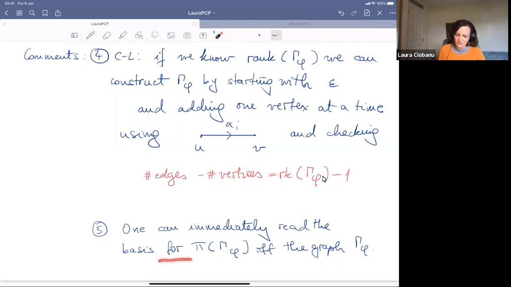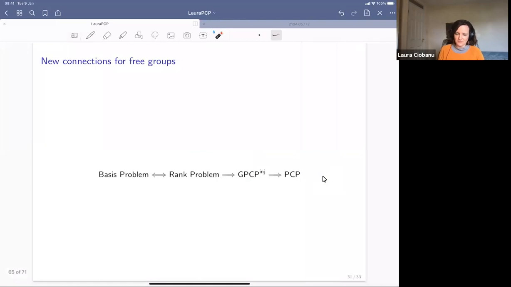And of course, if you know the graph, then you can know the basis. So that was a bit rushed, but hopefully I gave you a bit of the picture. So some of the new connections we have is that basis or rank, pretty much the same. But the reduction is not a nice polynomial reduction. The complexities are not good, but we just started, so we'll see. But then the rank implies the stronger form of GPCP, and that always implies the PCP.